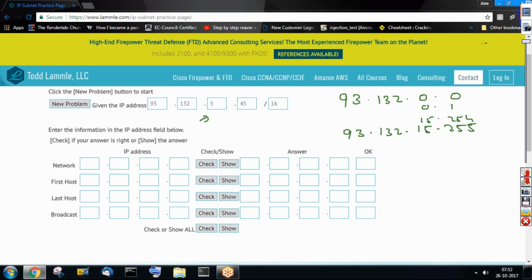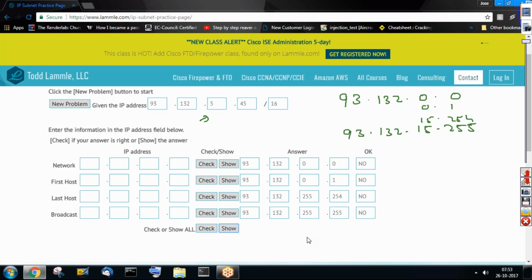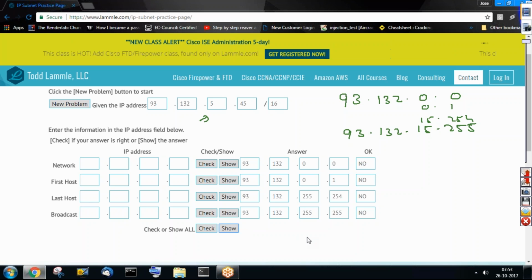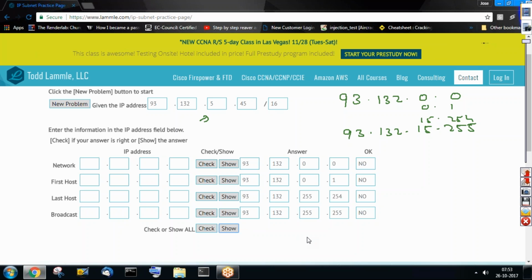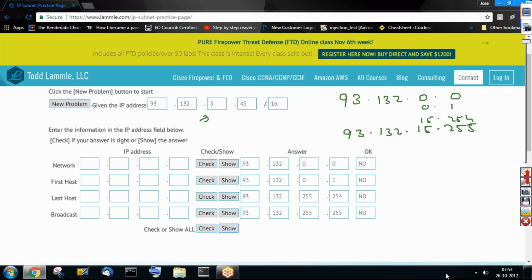But let's try that. Let me check the answers straight away. Show me all the answers. Are we right? Yeah, we are completely wrong. The block size was completely wrong. See, I missed my first step of finding the block size here.